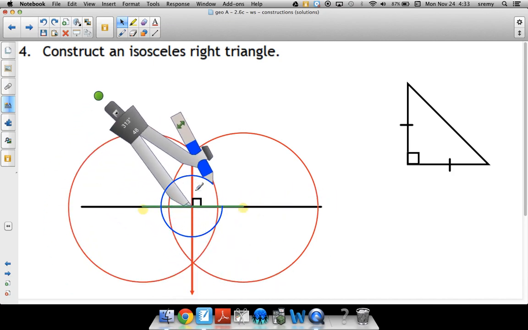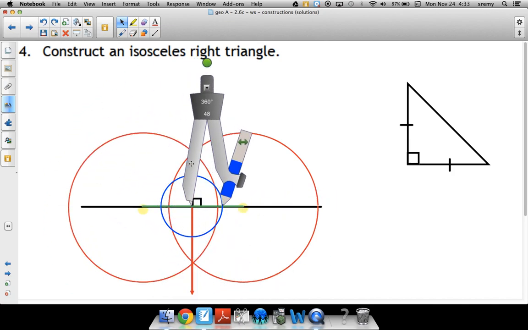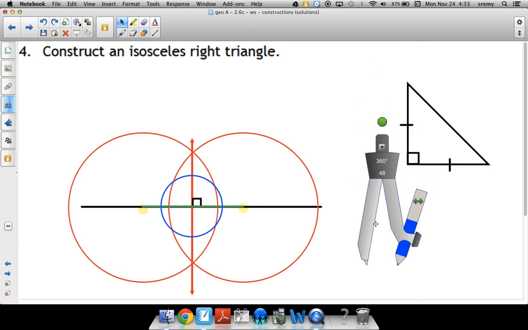So if I make this, every radius of that blue circle is going to be the same length, which means that this radius that I'm about to make is the same length as this radius. You connect those two radii, and there you have your isosceles right triangle.